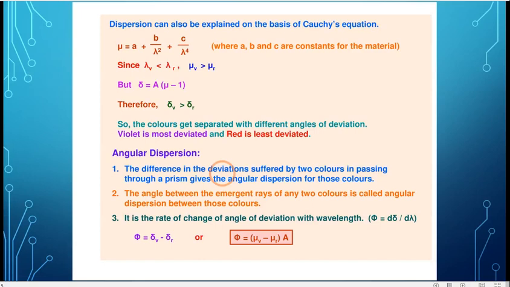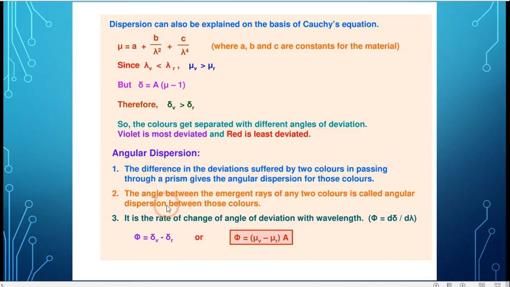But we have equation delta is equal to A into mu minus 1. Therefore, delta V is greater than delta R. So, the colors get separated with different angles of deviation. यहाँ पे क्या हो रहा है? Violet is most deviated and red is least deviated color.